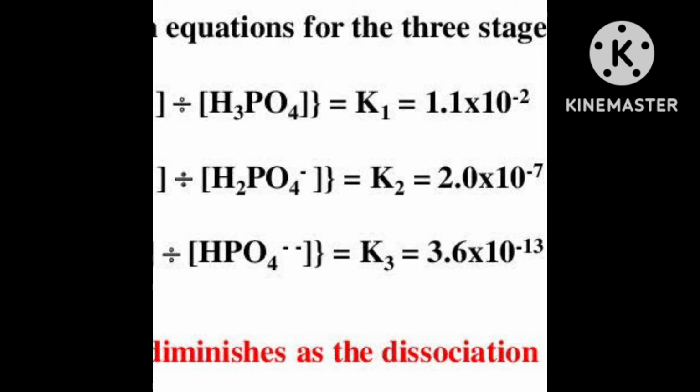What is the reason? The reason is that it is more difficult to remove a positively charged proton from a negative ion due to electrostatic forces. Suppose H3PO4: the first proton is easily ionized. But when the first is ionized, one charge develops, H2PO4 one minus, so now it becomes a negative ion. From a negative ion it is very difficult to remove a proton. When you do remove it, one more charge develops, HPO4 two minus. The third will be more difficult because three negative charges will develop.